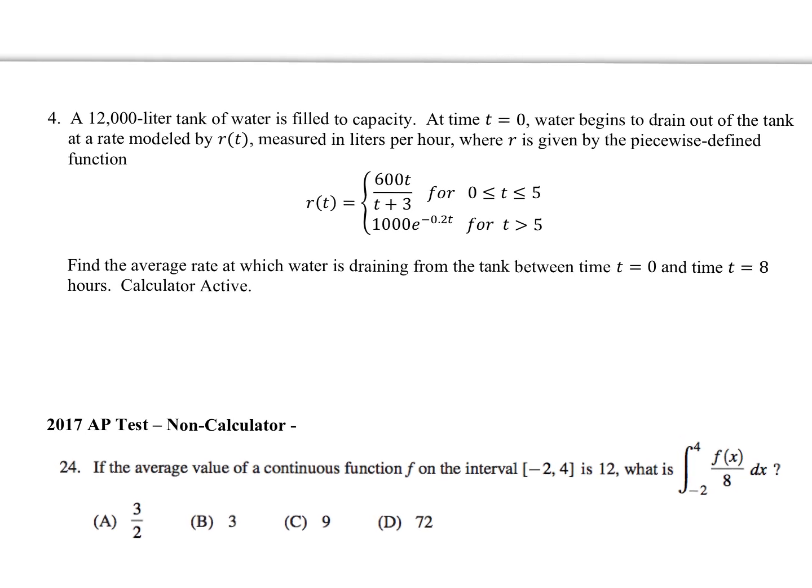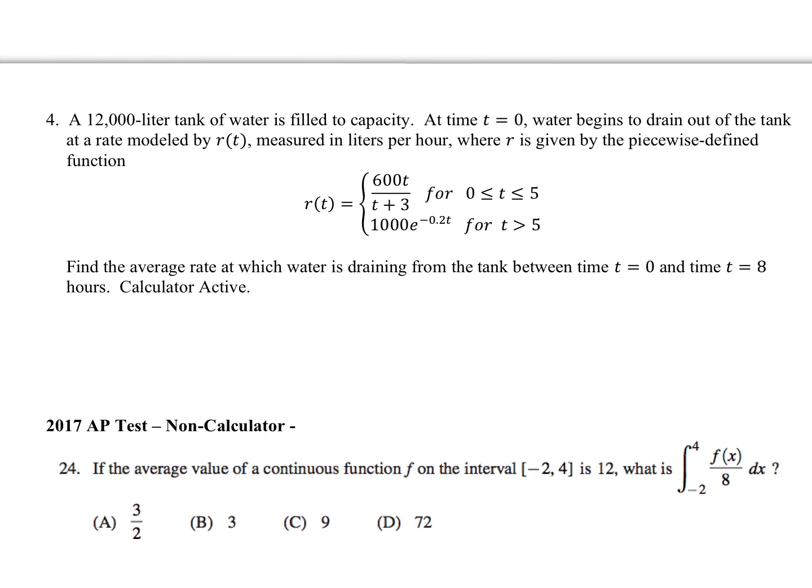Let's talk about this. We got a 2,000 liter water tank. That's pretty big. At time t equals 0, water begins to drain out of that tank, modeled by R. Okay, it's draining out. Find the average rate at which the water is draining from the tank between 0 and 8 hours.